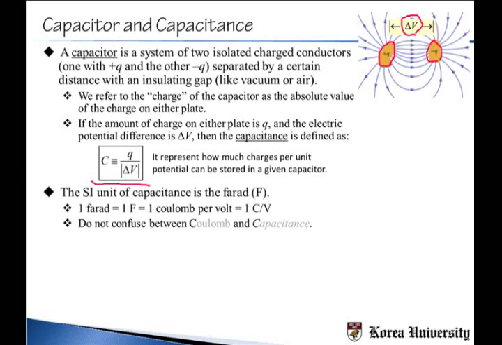Let's think about the SI unit. The capacitance is charge divided by potential, the SI unit of charge is coulomb, and the SI unit of potential is volts. Therefore, the SI unit for capacitance is coulomb per volt, but we have a new name, which we call 1 farad, using a capital F. Can you recognize where this name farad may be coming from? It is in fact the name of an English physicist, Michael Faraday, who worked very hard on electricity.